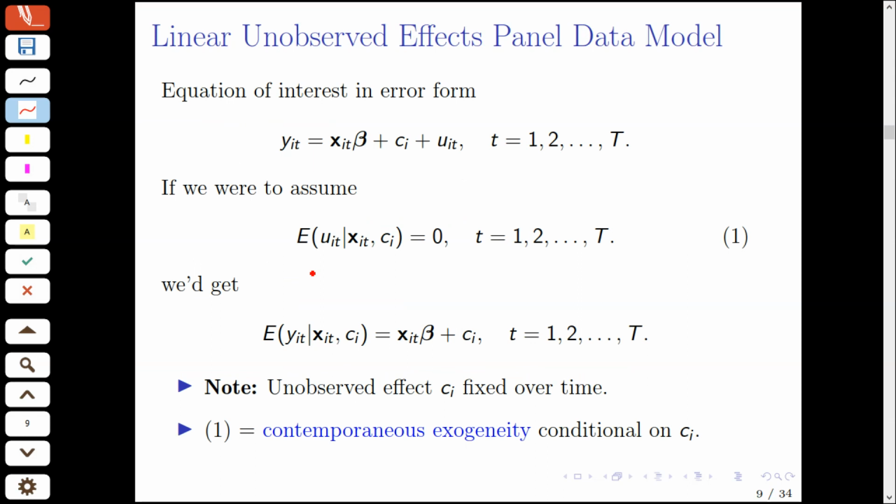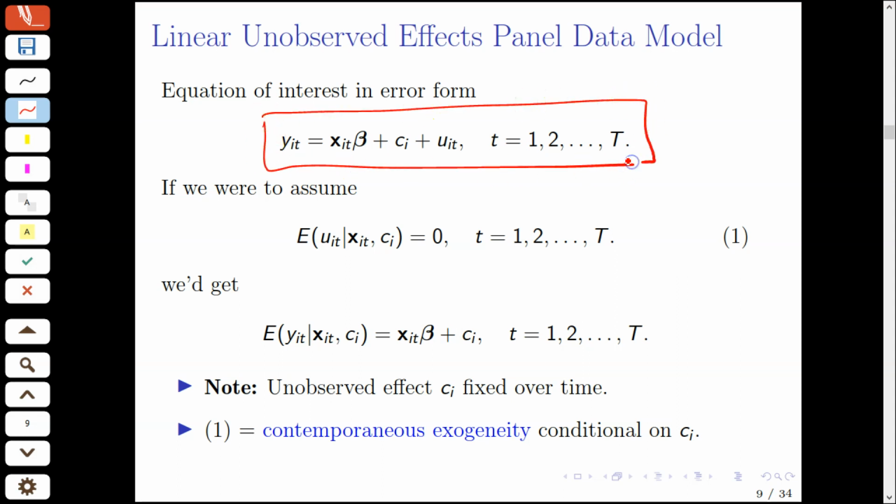Alright, so the linear unobserved effects panel data model goes as follows. Our equation of interest is still a linear one, but here I'm writing out that the outcome y for some arbitrary cross-sectional unit or individual i is linear in regressors xit up to unobservables, where now we have two of them, one being what we'll call ci, or the individual effect, plus uit, which you could think of as exactly like ui for the cross-sectional model.